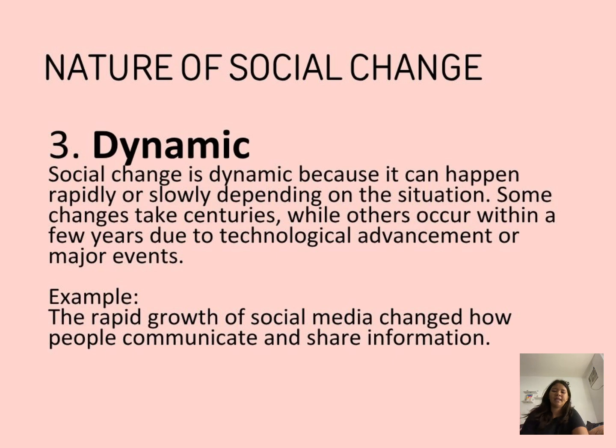Number 3, dynamic. Social change is dynamic because it can happen rapidly or slowly, depending on the situation. Some changes take centuries, while others occur within a few years due to technological advancement or major events. Example, the rapid growth of social media changed how people communicate and share information.